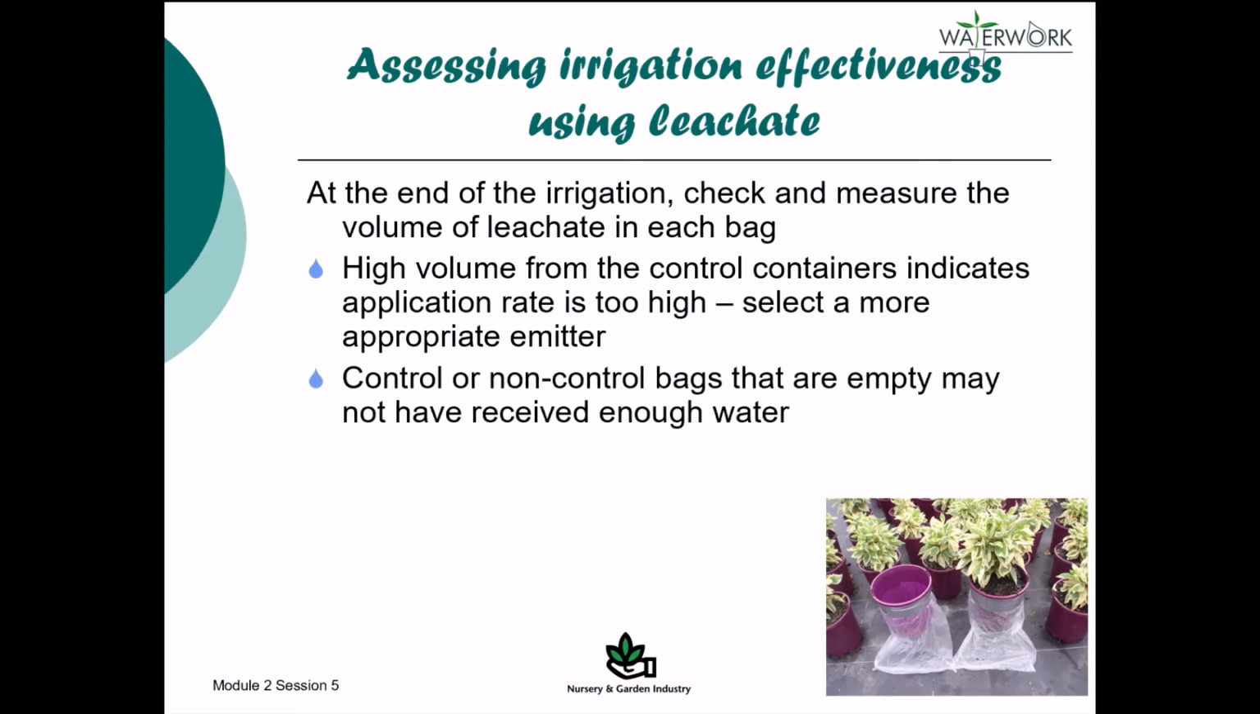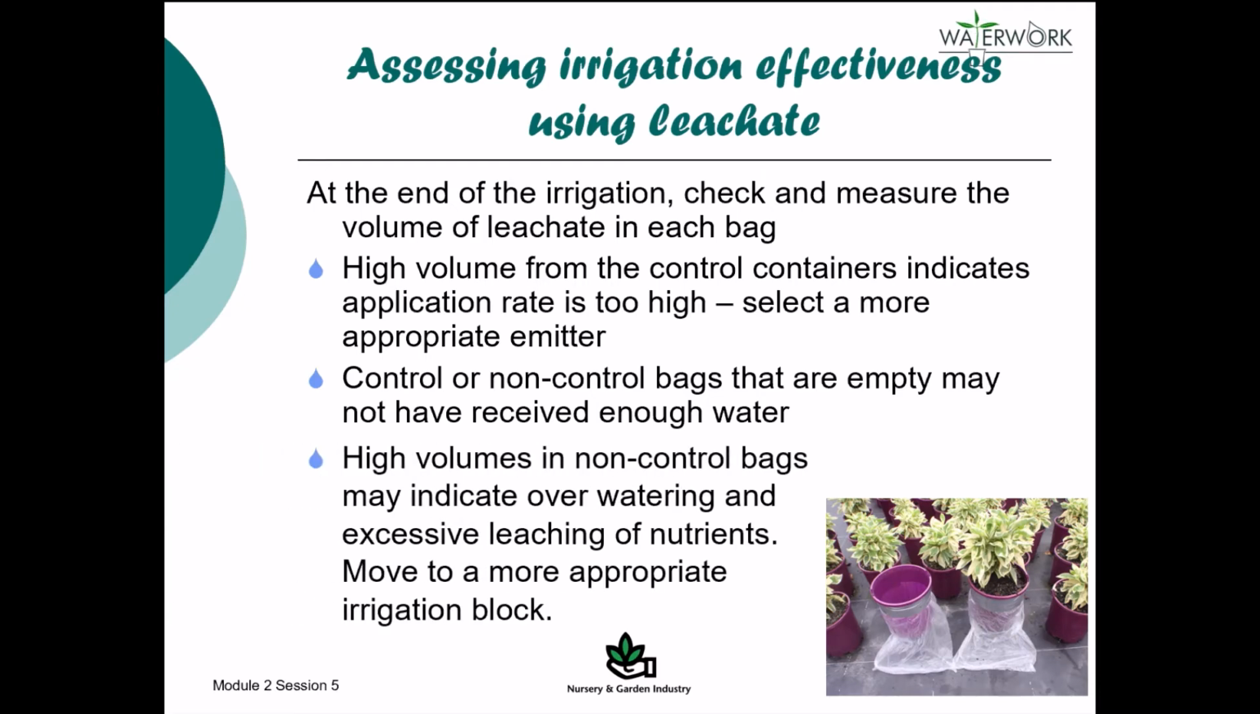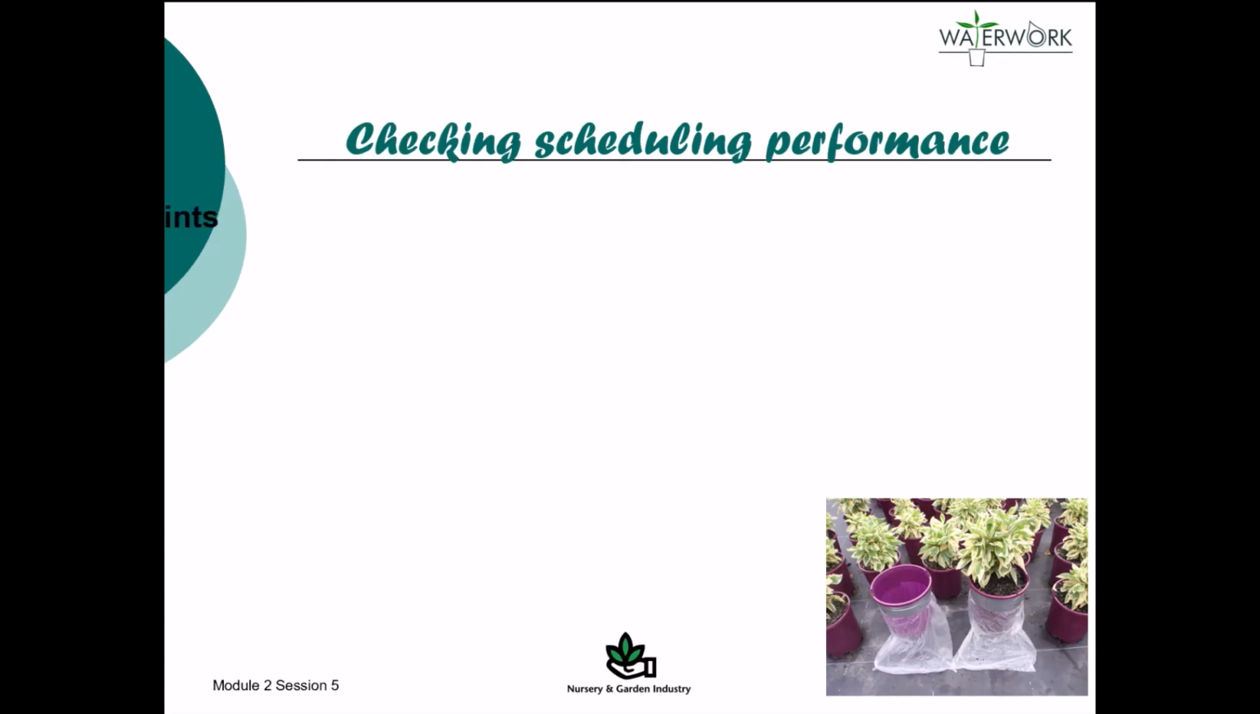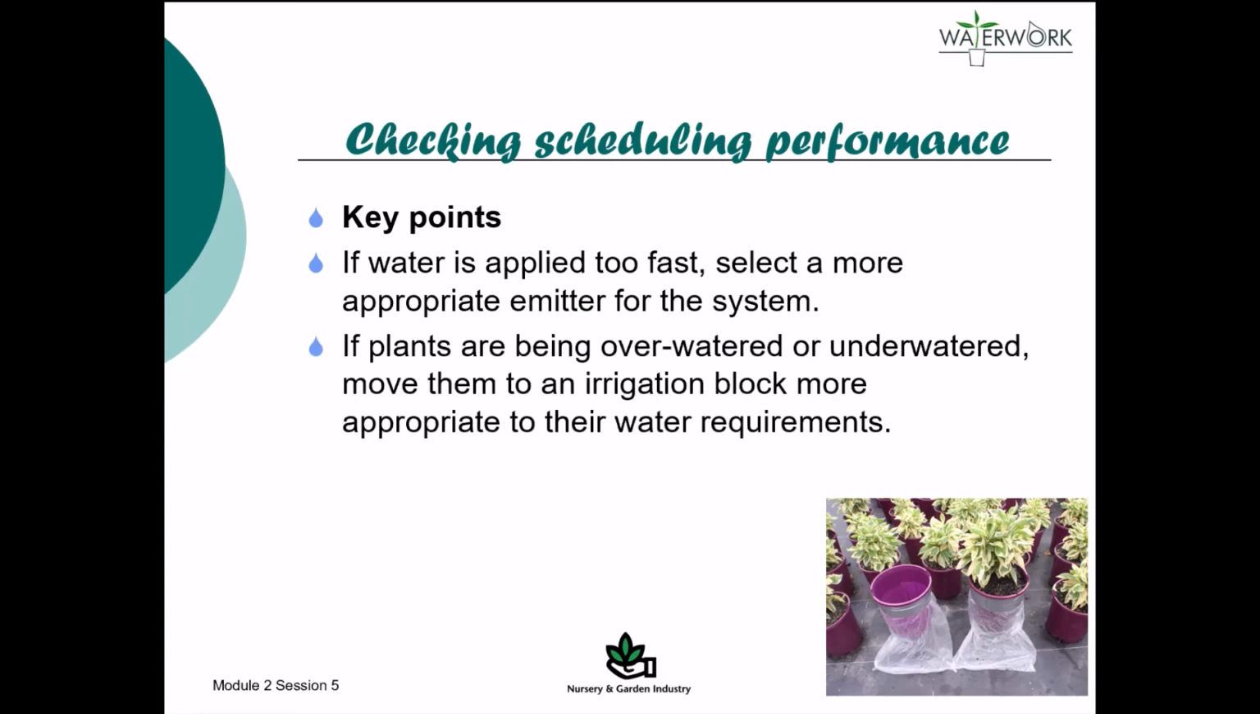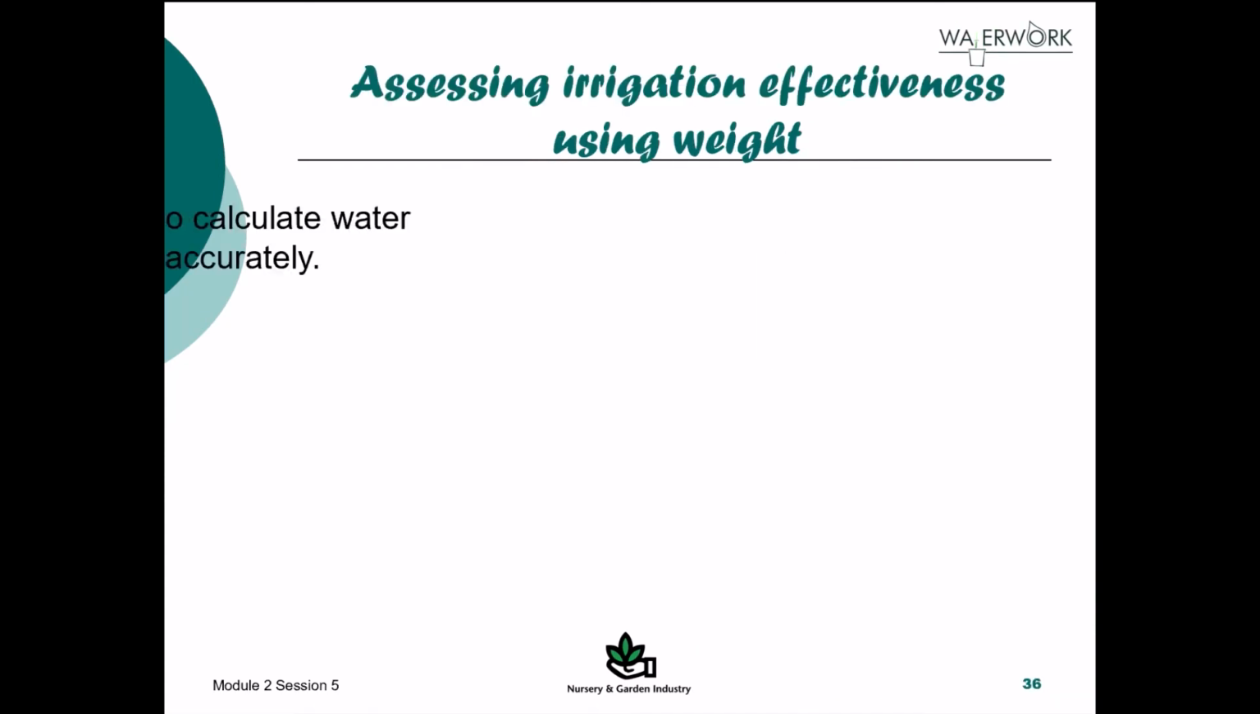If some of the bags are empty, then they have been underwatered. Non-control bags containing significant volumes of water are being overwatered. This will produce excessive nutrient leaching and impact on plant growth. These plants should be moved to an irrigation block where the amount of water applied is more appropriate. If the application rate is too high, select a more appropriate emitter. If plants are over or underwatered, move them to an irrigation block more appropriate to their water requirements.